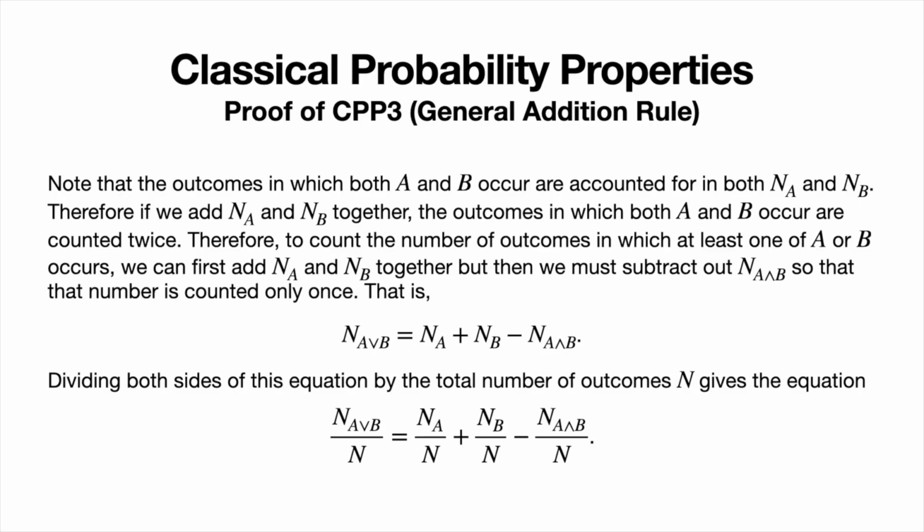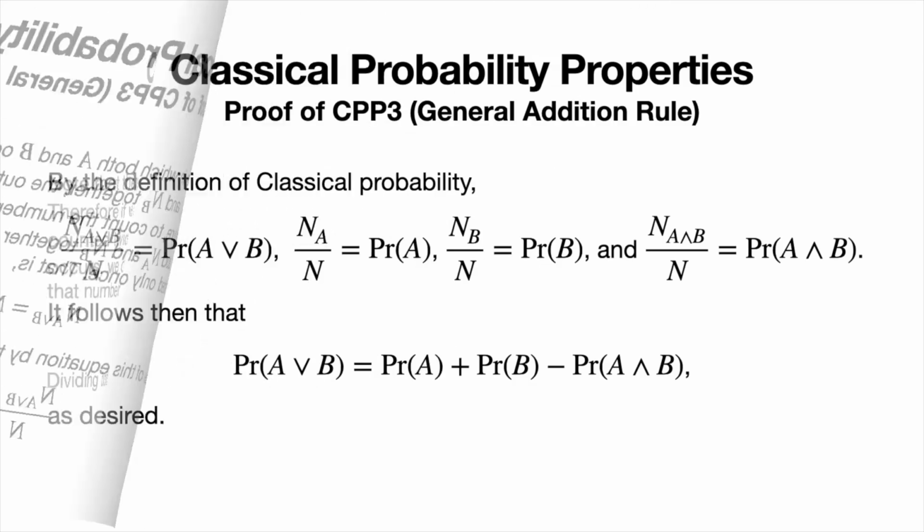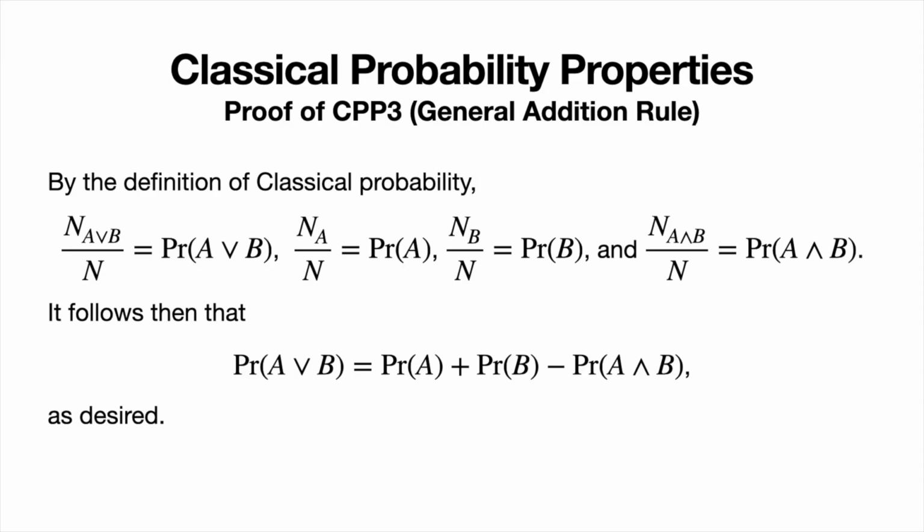Dividing both sides of this equation by the total number of outcomes N gives the equation N sub A or B over N being equal to N sub A over N plus N sub B over N minus N sub A and B over N. By the definition of classical probability, the ratio N sub A or B over N is the probability of A or B. The ratio N sub A over N is equal to the probability of A. The ratio N sub B over N is the probability of B. And the ratio N sub A and B over N is equal to the probability of A and B. And so substituting these probabilities into their appropriate locations in the previous equation gives the probability of A or B equal to the probability of A plus the probability of B minus the probability of A and B. And that's what we set out to prove.